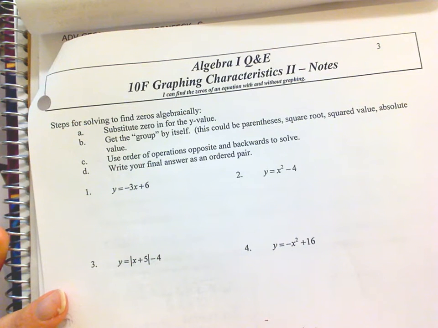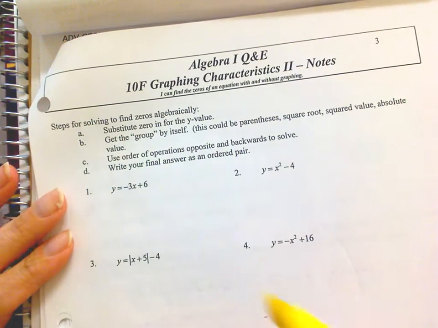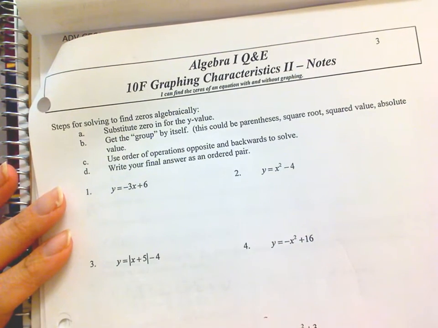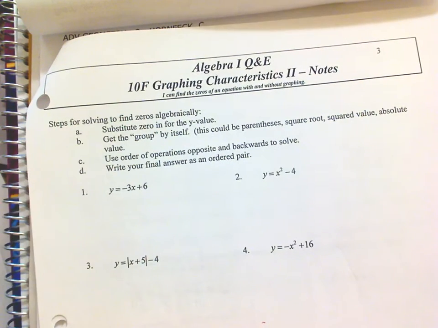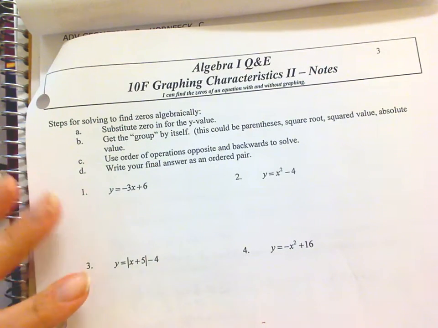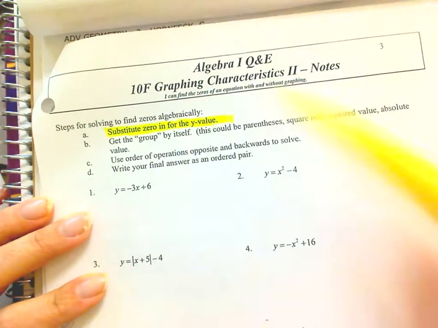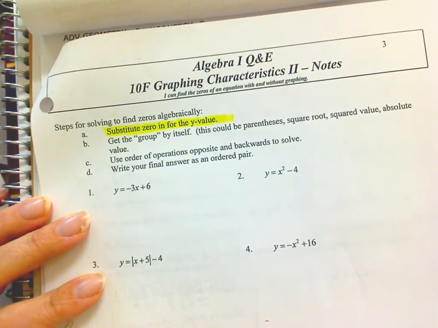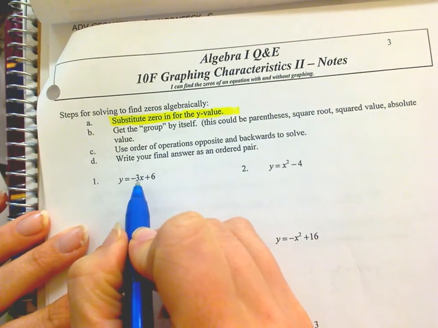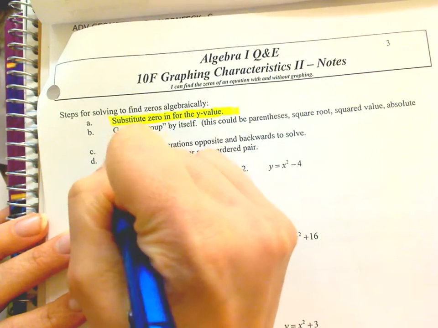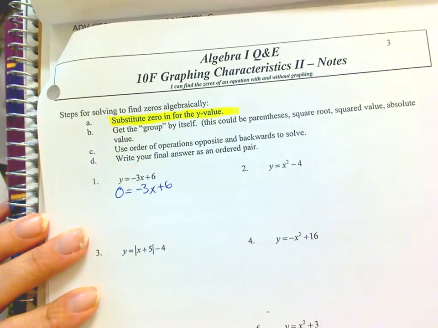All right, we're on the last page of your 10F notes. Up here at the top, you may want to highlight, underline, put some stars here. If you're solving algebraically, they're going to give you an equation with both an x and a y. And as I mentioned on the previous page, part A, that's an important part. Substitute 0 in for the y value. So for example, on number 1, it says y equals negative 3x plus 6. Just change that out, make it 0 equals negative 3x plus 6.